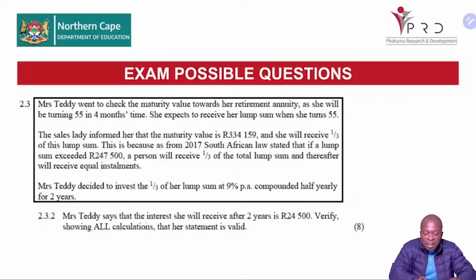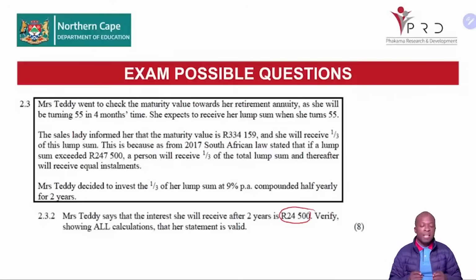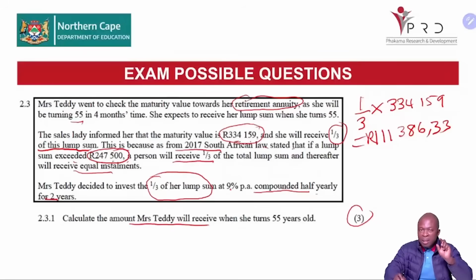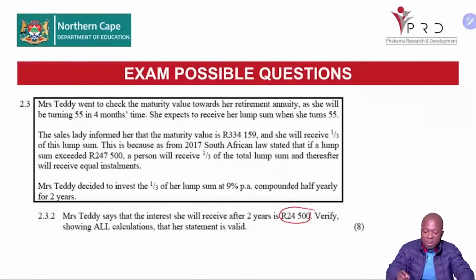Mrs. Teddy says that the interest she will receive after 2 years is 24,500. Verify if her statement is correct. So let us check them. Remember, she invested how much? 111,386.33 for 2 years, but the interest is compounded half yearly. So this is how you answer such a question.